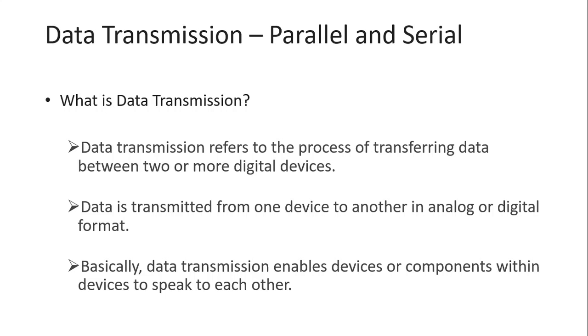Analog is one type of data format, whereas digital is the other type of data format. Nowadays all computing instruments follow the digital data format. Basically, data transmission enables devices, or components within the devices, to communicate with each other. This data transmission is of two types, parallel and serial.